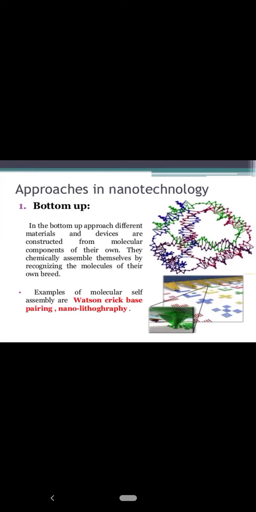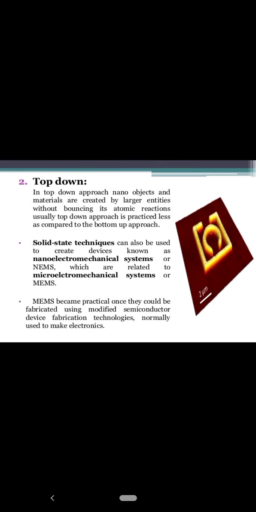In the bottom-up approach, different materials and devices are constructed from molecular components on their own. They chemically assemble themselves by recognizing the molecules of their own breed. Examples of molecular self-assemblies are Watson-Crick base pairing and nanolithography.